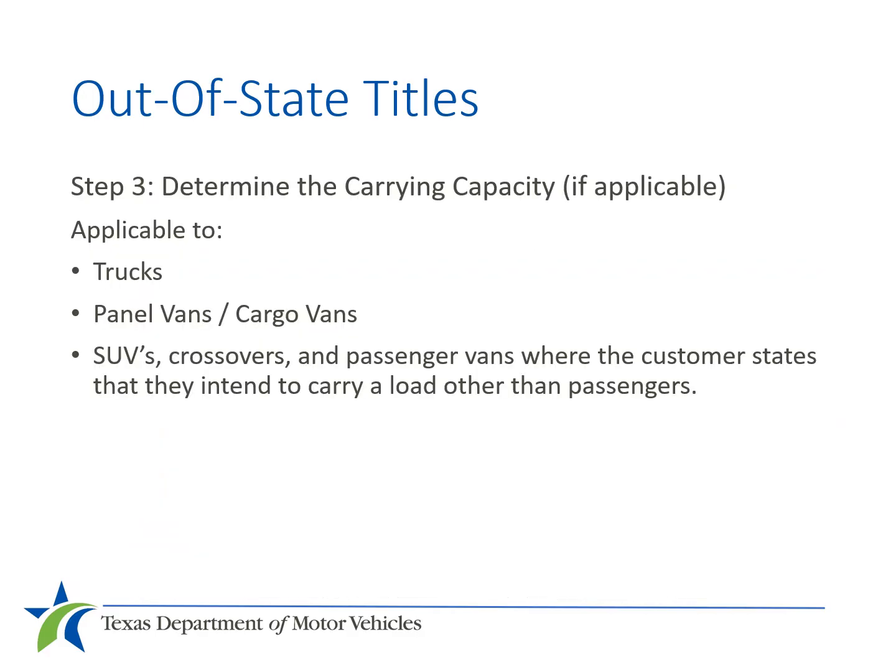Step 3 for an out-of-state title is to determine the carrying capacity of the vehicle if a carrying capacity is applicable. Like with the MCO and Texas title, a carrying capacity is always required for trucks, work panel vans, and cargo vans. SUVs, crossovers, and passenger vans where the customer states that they intend to carry a load other than passengers will also require a carrying capacity.